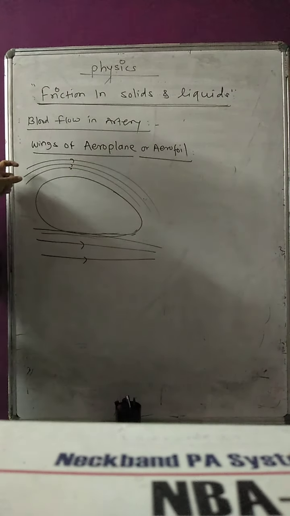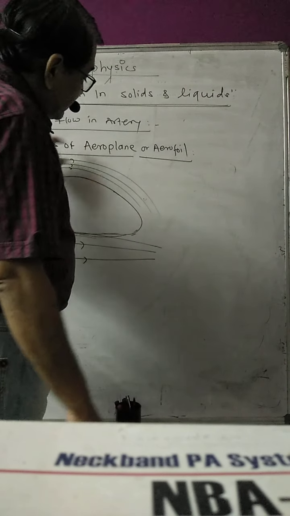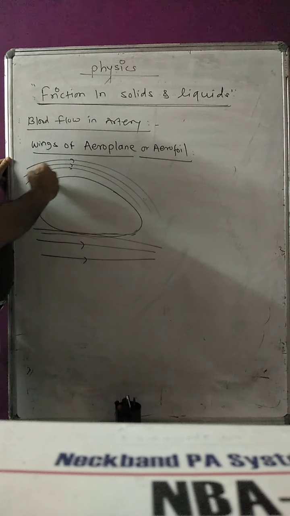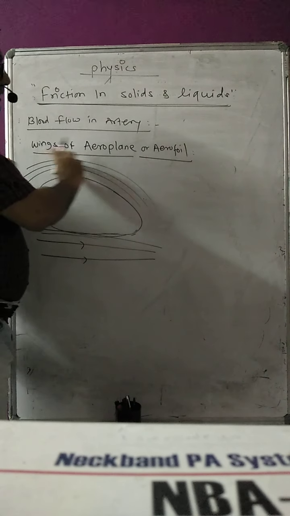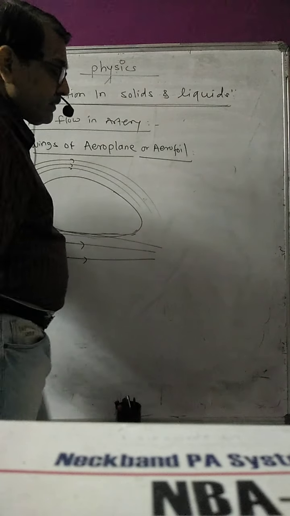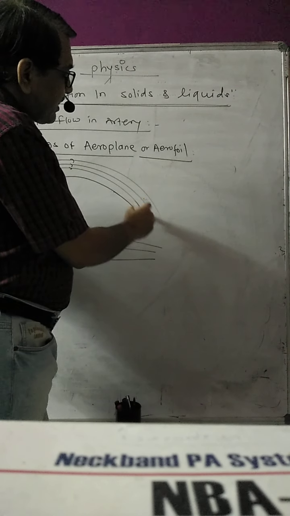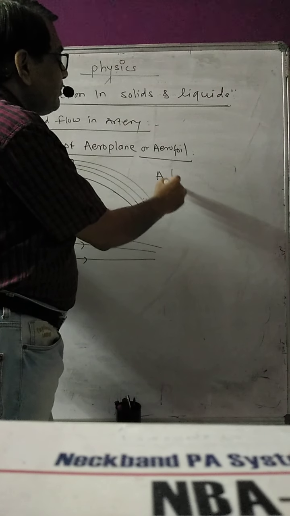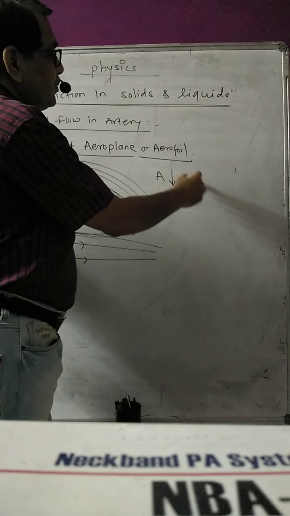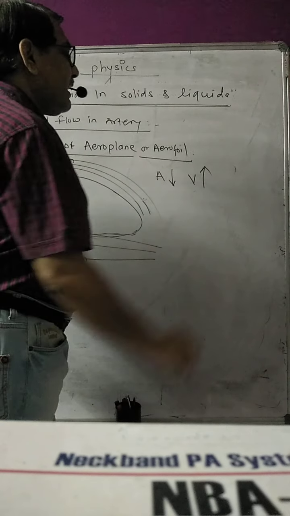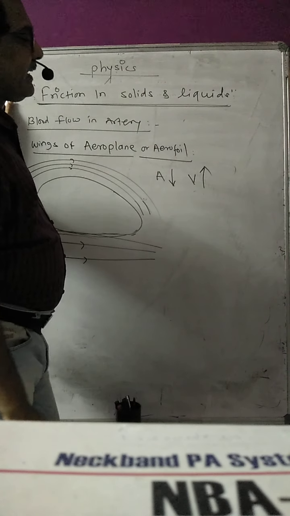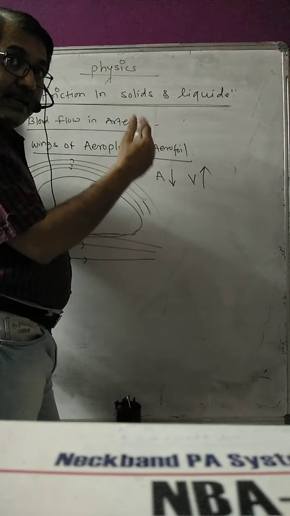When the air flows over the wings of the aeroplane, the aerofoil, all the layers of the air get crowded near the convex surface. As they are crowded, the area goes on decreasing, and therefore the velocity of the air goes on increasing. Near the convex surface, the area decreases and the velocity increases.